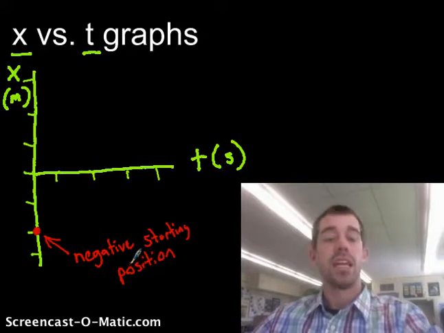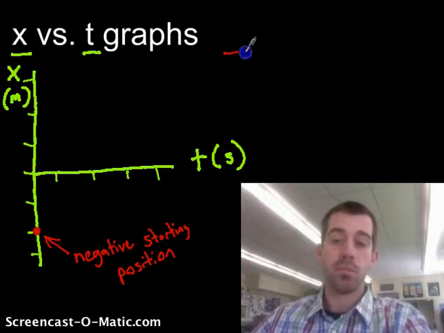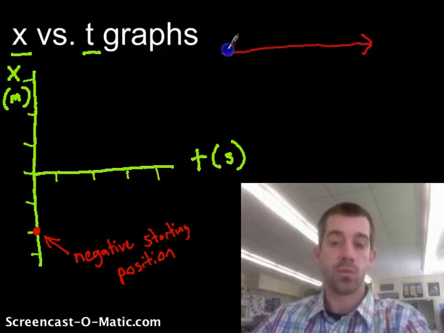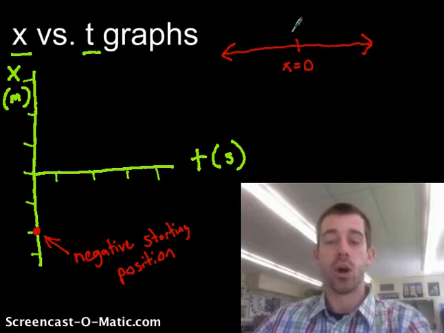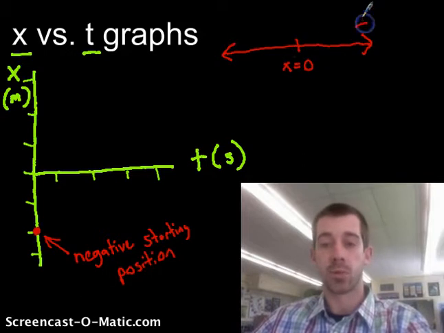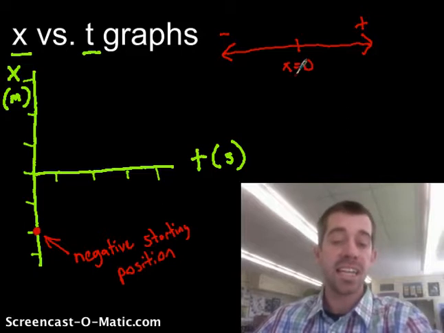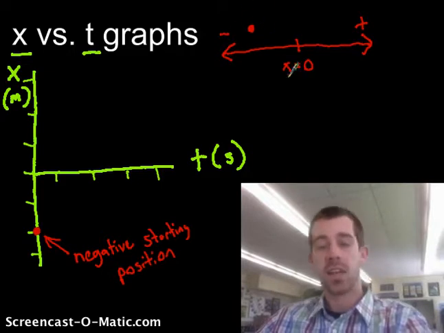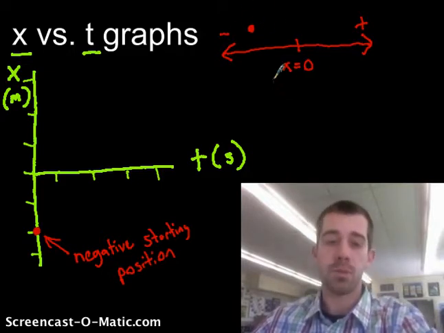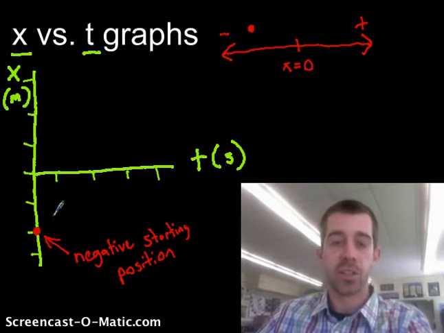Negative starting position doesn't really imply anything except that, if you think about your motion diagram from before, hopefully you're comfortable with motion diagrams. We said that you always pick an origin, and on one side of that is positive position, on the other side is negative position. So if you have a negative starting position, that just implies that your object starts somewhere on the negative side of the axis. And it can start anywhere really, that's kind of up to you. But if I put it over here, that means it's starting on the negative side of the origin.